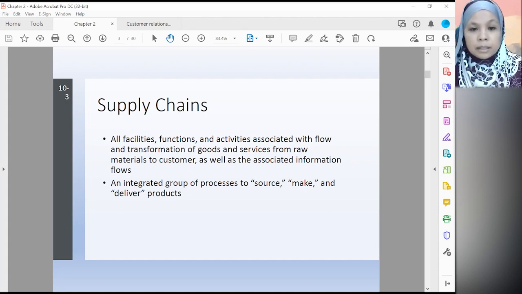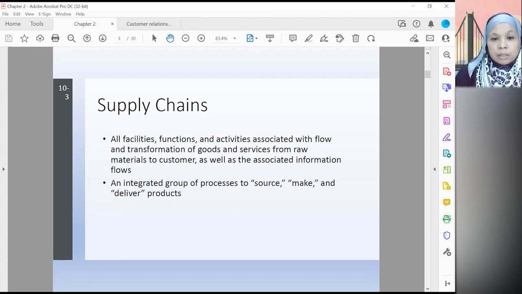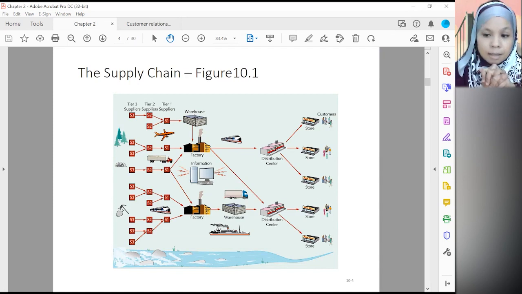All facilities, functions, and activities associated with flow and transformations of goods and services from raw materials to customer, as well as the associated information flow. So, an integrated group of processes to source, make, and deliver products. Okay, I'm sure that you do not understand what that sentence says. So, let me tell you in layman's terms what is supply chain.